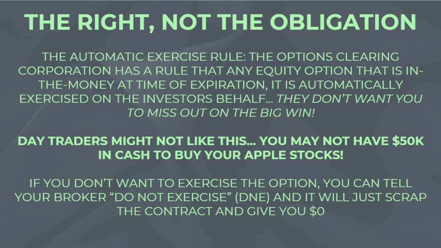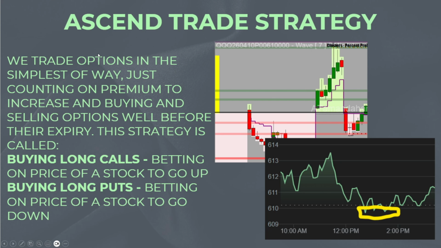Okay. So I do want to go very briefly into Bao and I's trade strategy. We've talked about it a little bit, but I want to be very explicit with this, right? We trade options in what I would consider the simplest of ways. We are just counting on premium to increase, and we plan on buying and selling our options contracts well before they expire. This strategy is called buying long calls or buying long puts. Or simply, Bao and I will say, I want calls or I want puts.